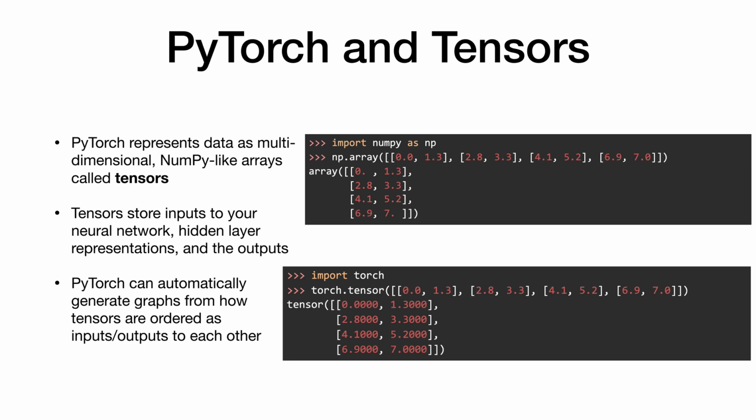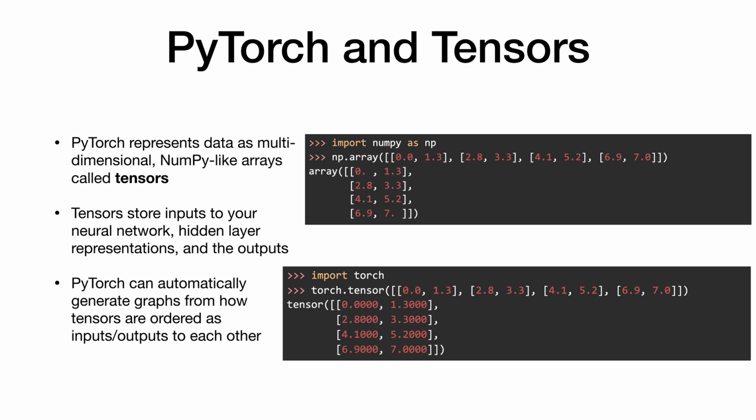Well, let's take a step back now and discuss a higher level API, this concept of PyTorch and tensors. So tensors are like multi-dimensional arrays, similar to NumPy arrays, and tensors store inputs to your neural network, your hidden layer representations, and your output. So when you tell PyTorch to connect tensors together and you create this graph of data moving through it, PyTorch is able to understand that.